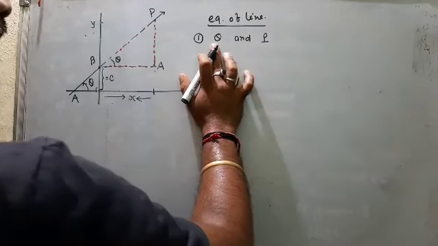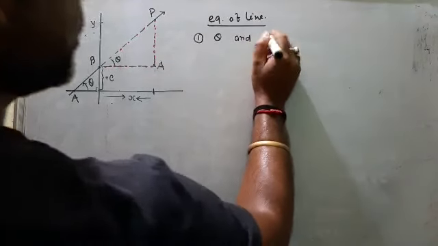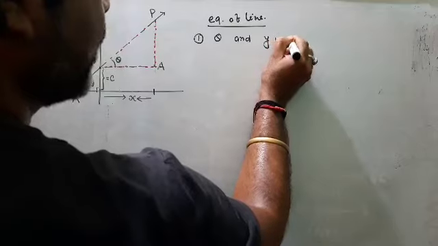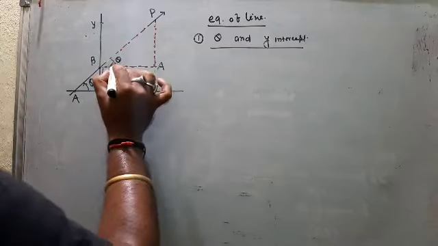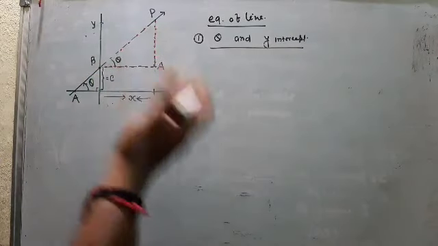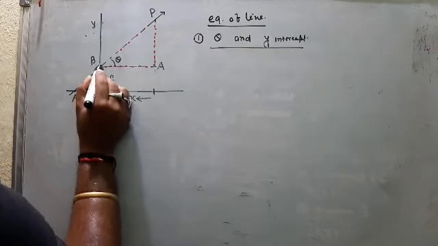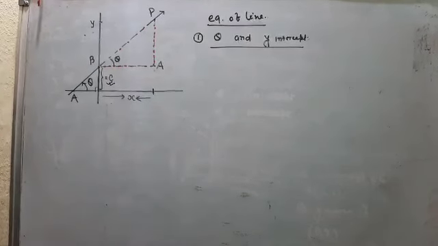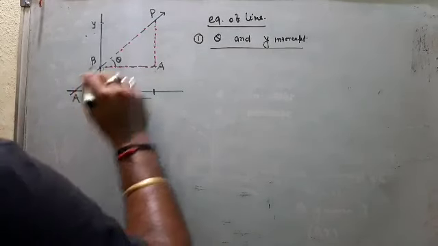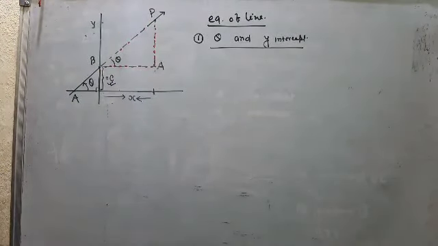Now theta is given. In the first case, theta is given and y-intercept is given. Here theta given, maybe it's 60 degrees, 45 degrees, 30 degrees, and y-intercept is given. The y-intercept is known as what? C. This is the y-intercept. So how to find the equation of AB? The equation of AB is the equation of AP also. So how to find the equation?